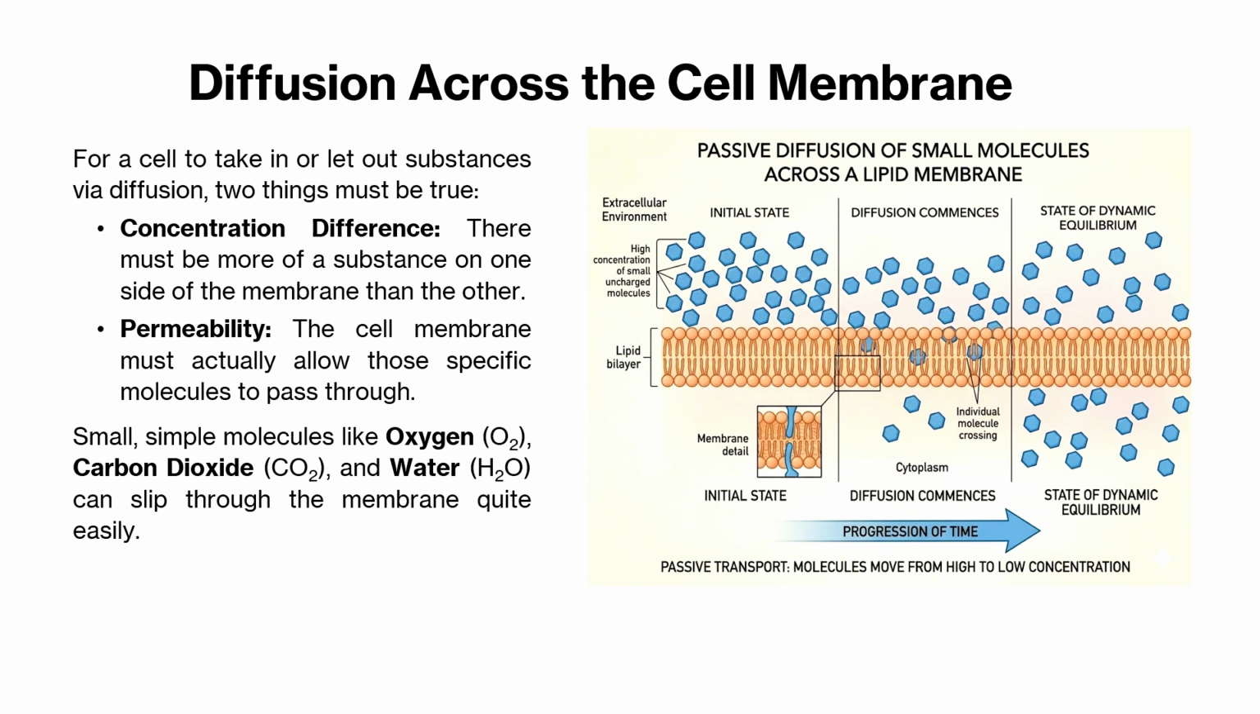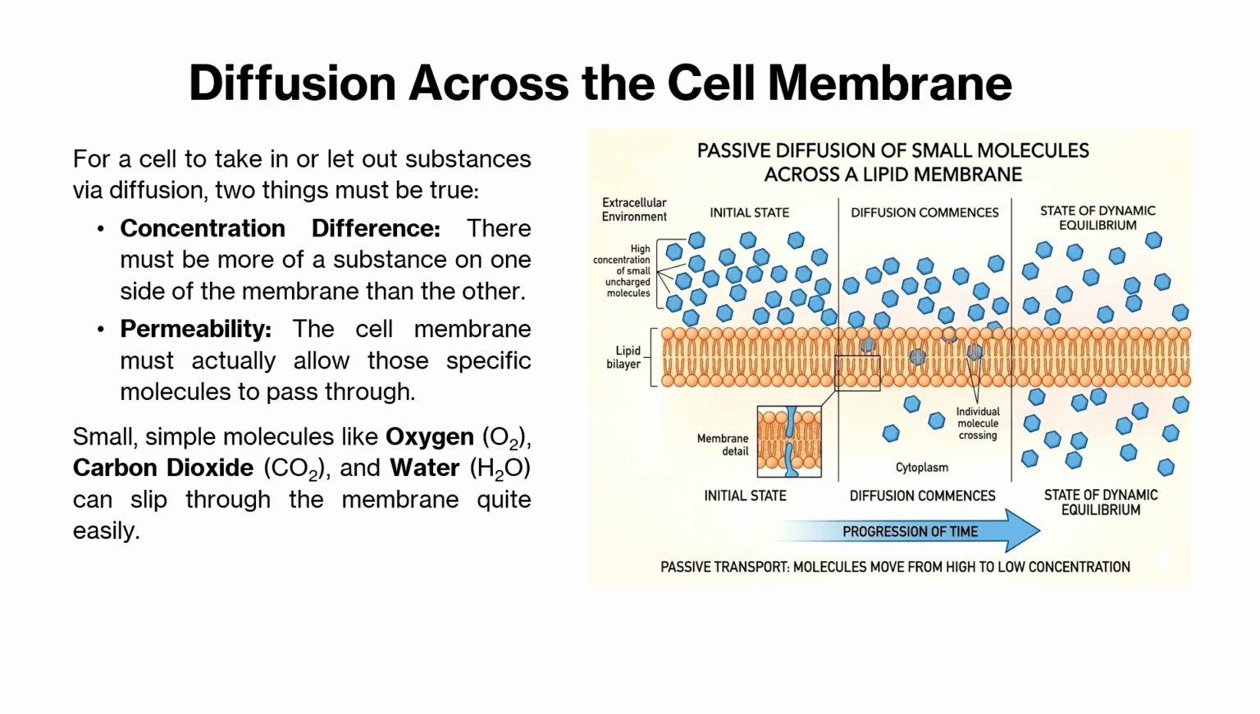Now, as we have seen how diffusion works in a room or a glass of water, how does it work across a cell membrane? So, my dear students, for a substance to move into or out of a cell by diffusion, two specific conditions must be met. First of all, we need a concentration difference. This is the slope, as we have talked about earlier.